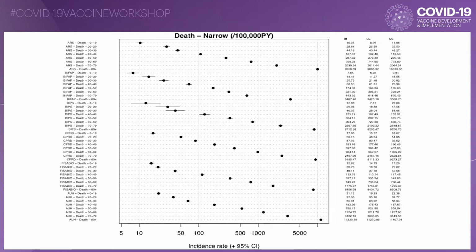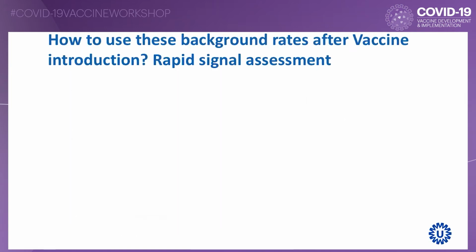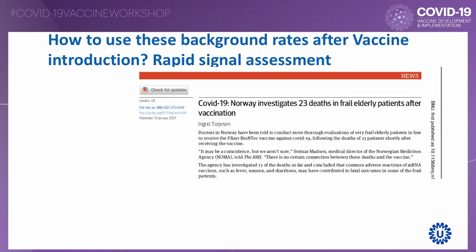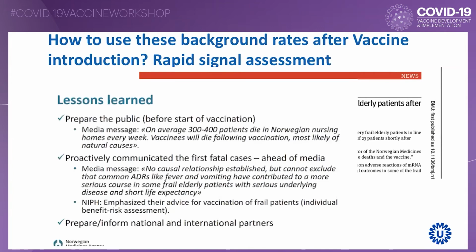Now, it's very important to know that because, for example, there was a signal very rapidly after the start of vaccination in Norway, where 23 deaths were reported in frail elderly. And this caused quite a concern initially. But then the Norwegians could rapidly estimate that for these old people in these nursing homes, on average, you would expect 300 to 400 patients to die in these facilities. The 23 was much less than the 300 to 400 you would actually expect.